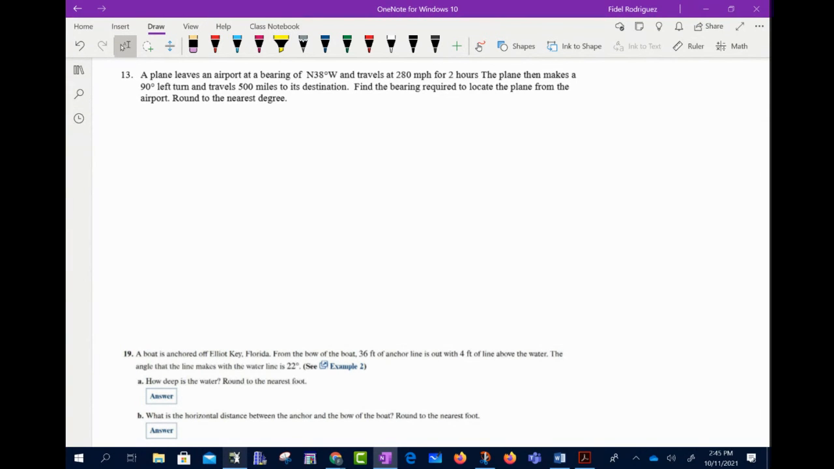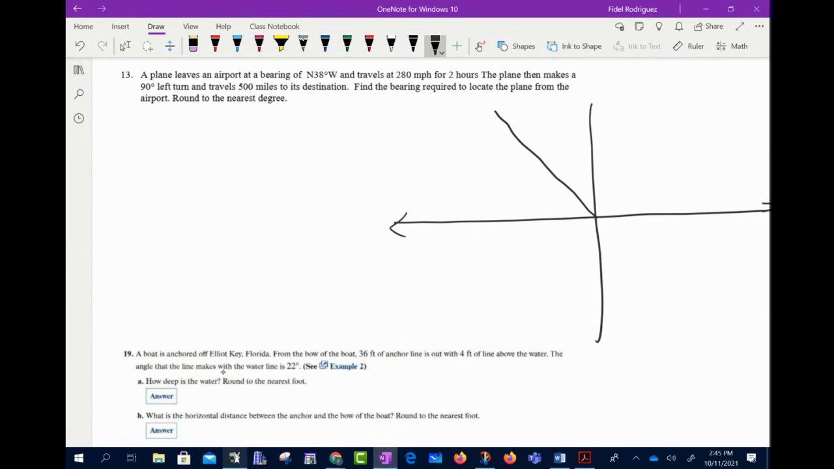Let's take a look here. It says a plane leaves an airport at a bearing of north 38 degrees west and travels at 280 miles an hour for 2 hours. Okay, so first thing I'm gonna do, y'all, I'm gonna kind of draw a picture here. Okay, so we're heading north 38 degrees west. So I'm going in this direction. I know that this angle here is 38 degrees. And I need to figure out how far that distance is.